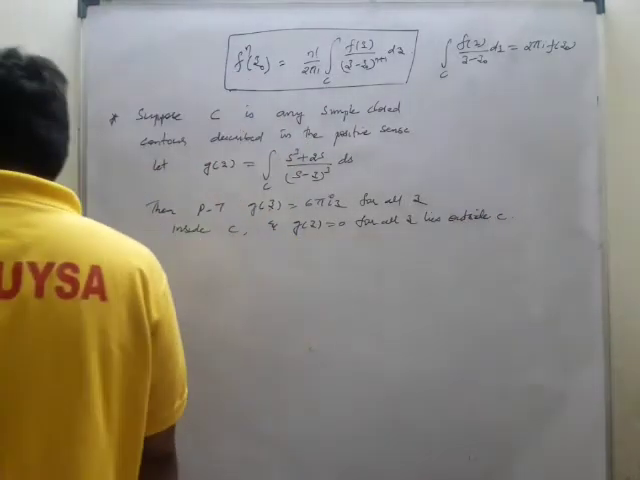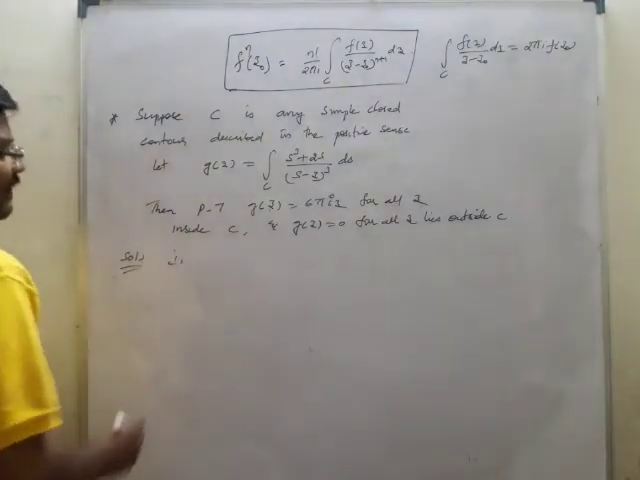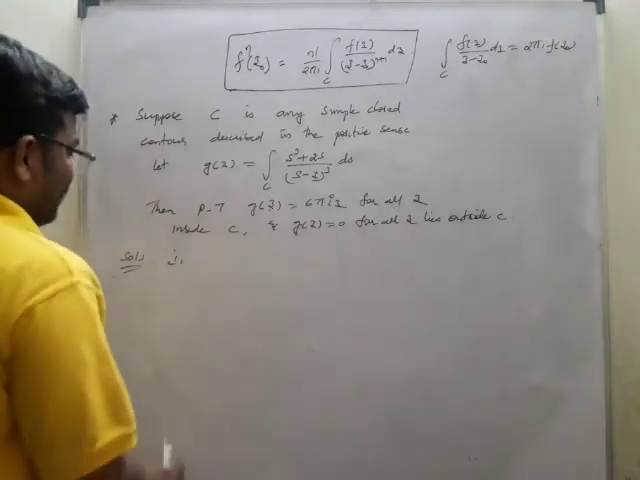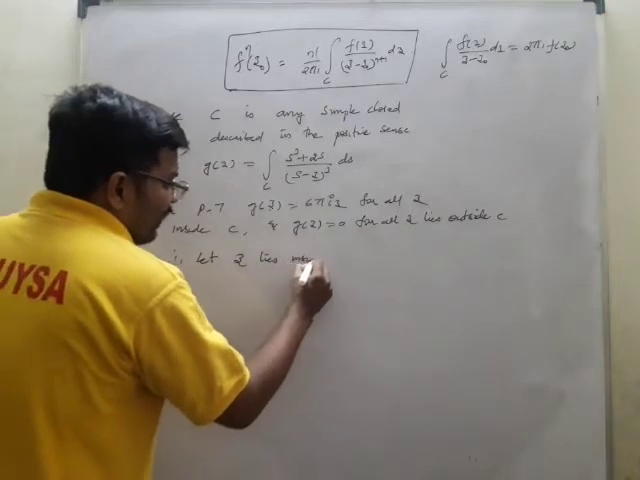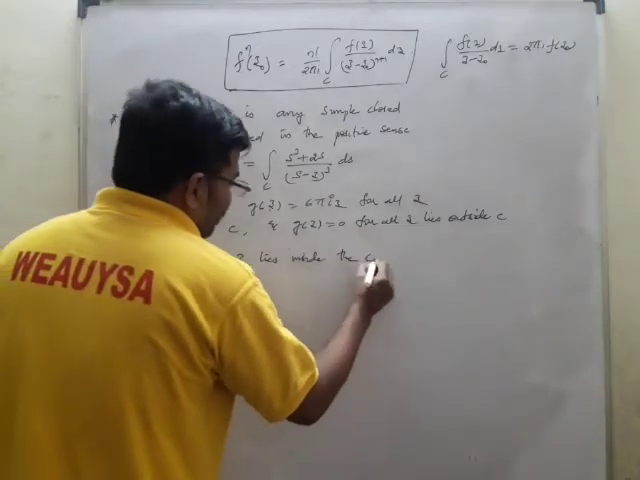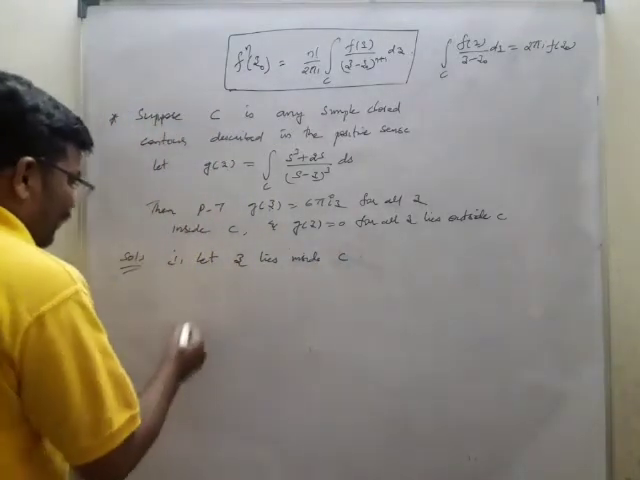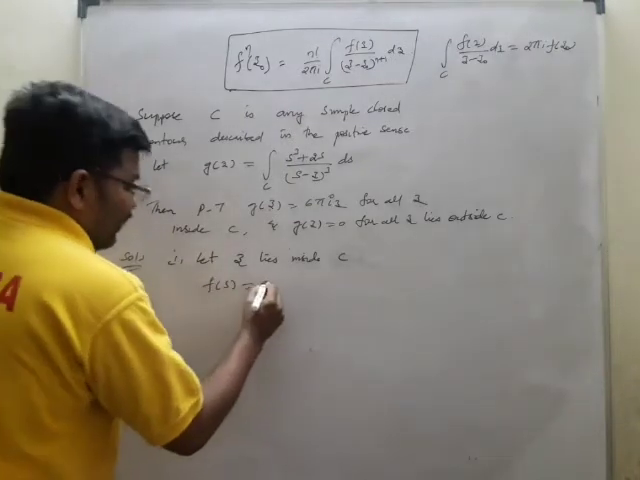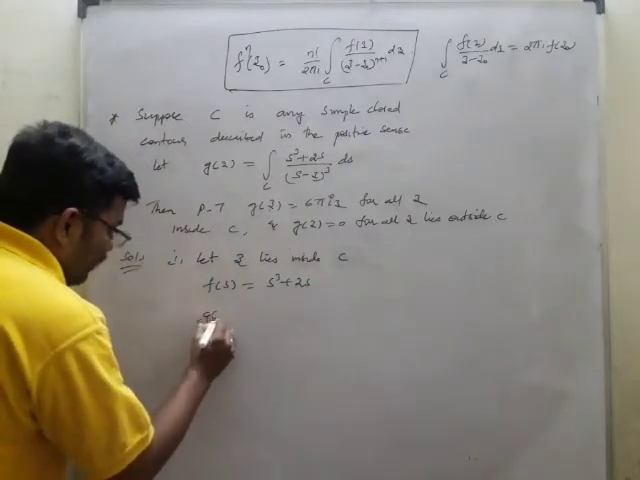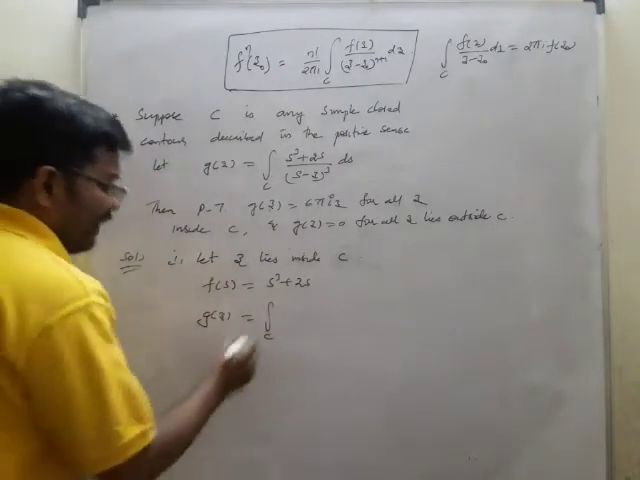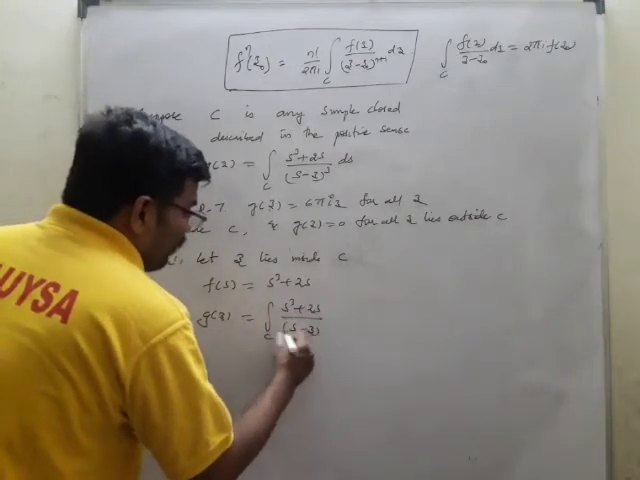The same thing that we have done for the previous problem. Solution. First, for all z inside C, let z lie inside C. Now what is given here? Given f of s is equal to s cube plus 2s. So therefore g of z is equal to the integral over C of (s cube plus 2s) by (s minus z) whole cube ds.